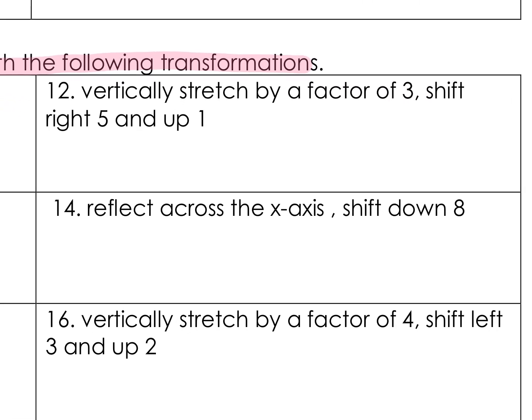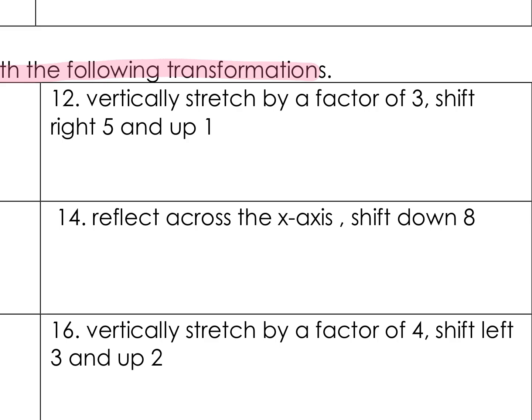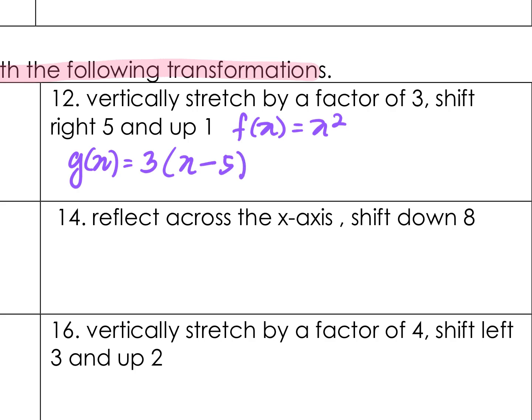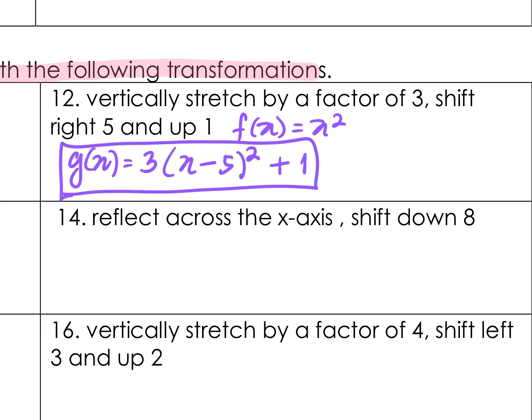Okay, the next one, vertically stretched by a factor of 3, shift right 5 and up 1. So our f of x again is going to be x squared. Now, my g of x that's being expected is going to have a factor of 3. And shift right 5. If it is right side, it's going to be x minus 5 and then square. And up 1 means it's going to be +1. So this is going to be your function in there.